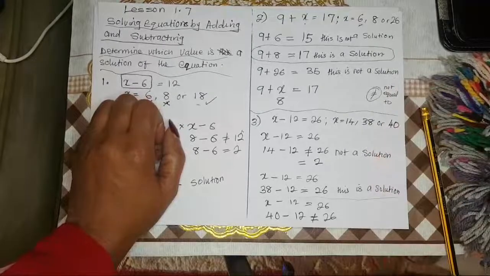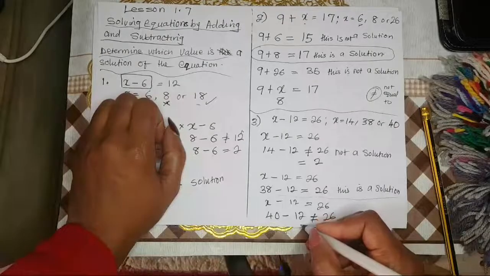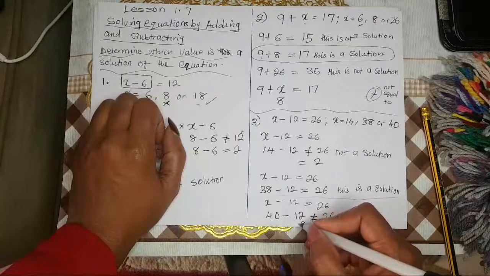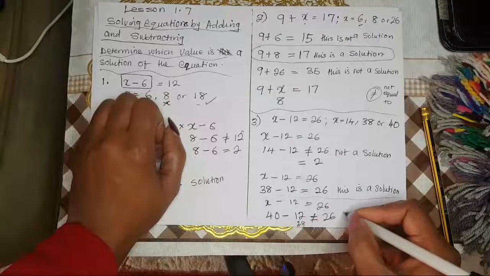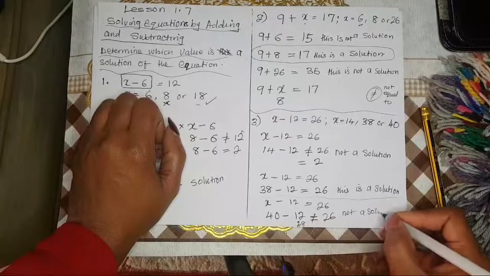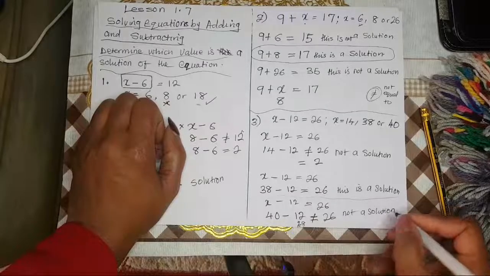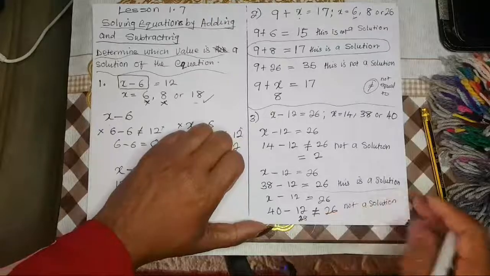All right. So 10 minus 2 is going to give you 8. 3 minus 1 is going to give you 2. So the answer is 28, not 26. So this is not a solution. We are looking for 26, not 28. Okay? If you have any question, let me know. So we are going to do the next one.